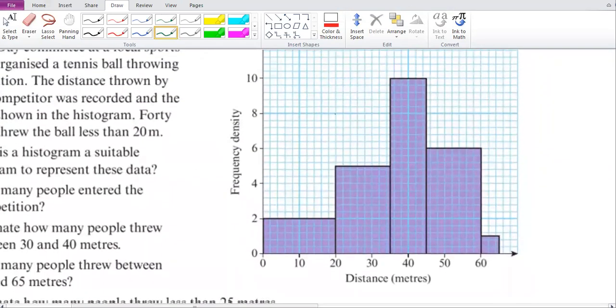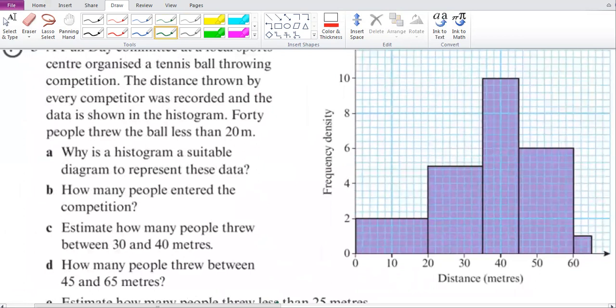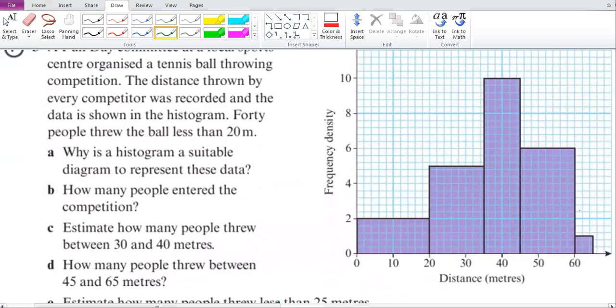Look at this one. What is part B? How many people entered the competition? This is frequency density. This is class width. Actually, distance is representing the class width. First, find the number of boxes here. Calculate the number of boxes here. But instead of that, as we are finding the frequency, this is class width, so it can be even easier.